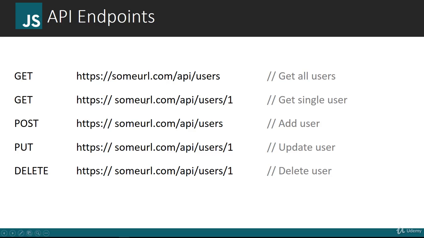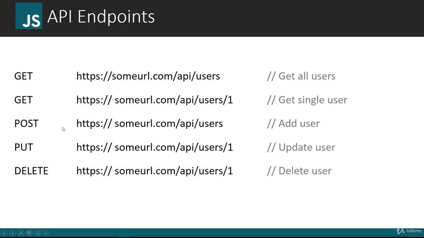This one here is an example of getting a single user, so it would be api/users/ and then whatever the ID of that user. This is a POST request, so this would add a user. It would be a POST request to /api/users. Now notice that these two are the same exact URL, and that's absolutely fine because they're different methods. One is a GET request, one is a POST request. So you can have the same URL as long as they're different methods. This would be an example of a PUT request to update a user.